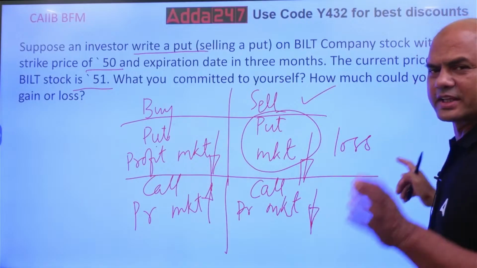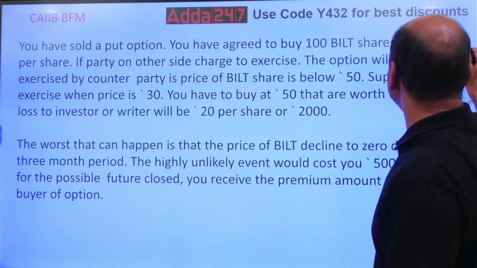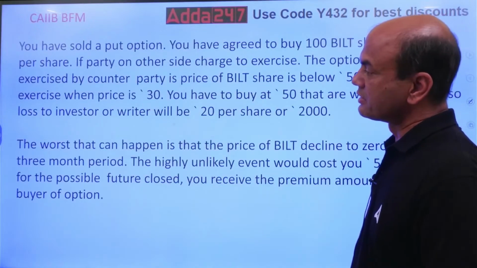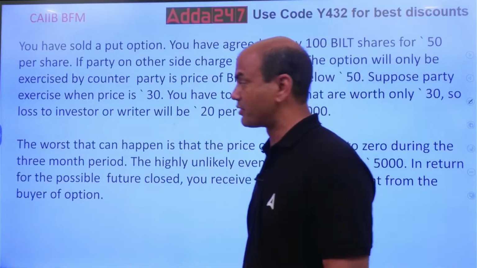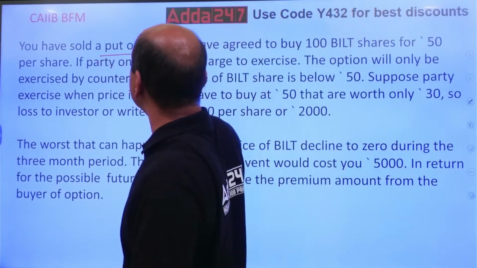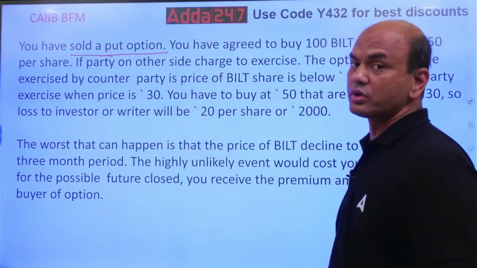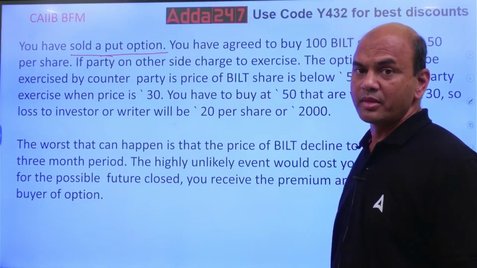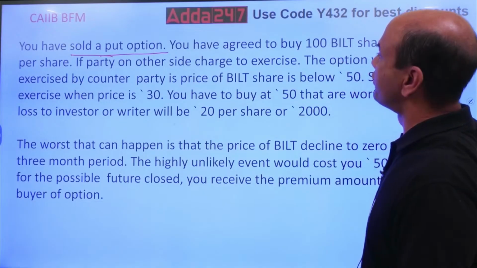Here I will explain this also. I won't ask you the question over here. I'll explain. See here, read this properly. You have sold the put option. Sold. Okay, you have sold the put option. You have agreed to buy. See here, selling the put option means you have agreed to buy 100 shares for 50 per share.